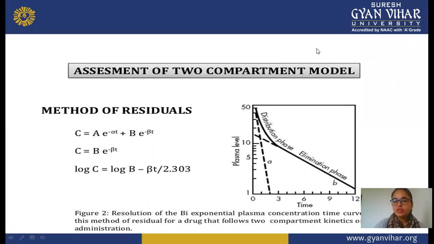So in this method of residue, this is the formula C = Ae^(-alpha t) that we already covered, and it's converted into log form when we apply the log: log C = log B - Bt/2.303. And this is a graph where we are plotting time versus plasma level, showing the distribution phase and the elimination phase, which decline slowly over a particular time period.